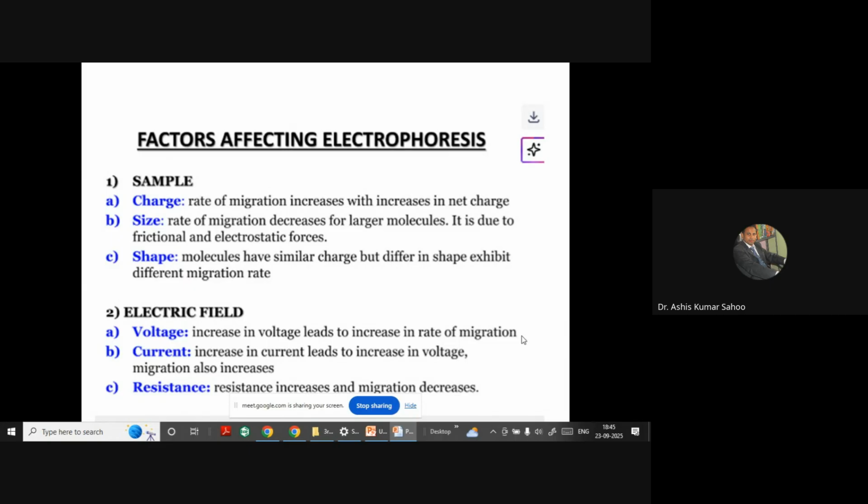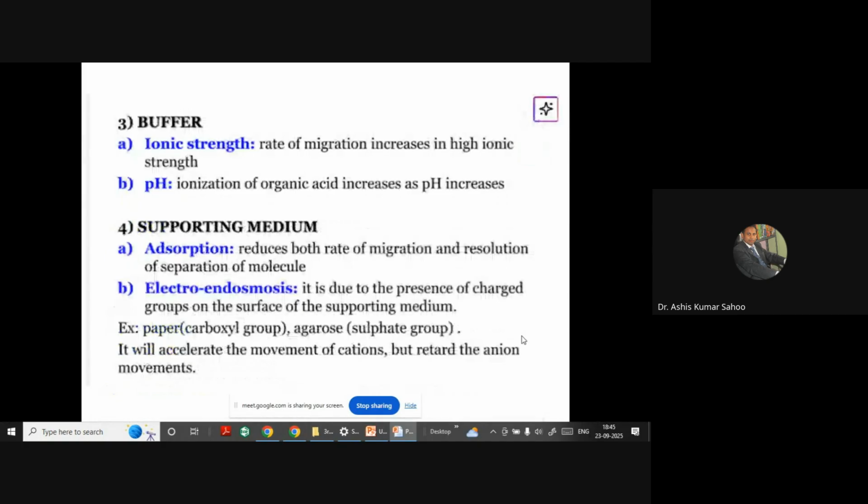Electric voltage: an increase in voltage leads to an increase in the rate of migration. If you increase the voltage, it leads to an increase in current, and resistance affects migration. So these are the different factors which affect electrophoresis. For ionic strength, the rate of migration increases with higher ionization. For the supporting medium, adsorption reduces both the rate of migration and separation.